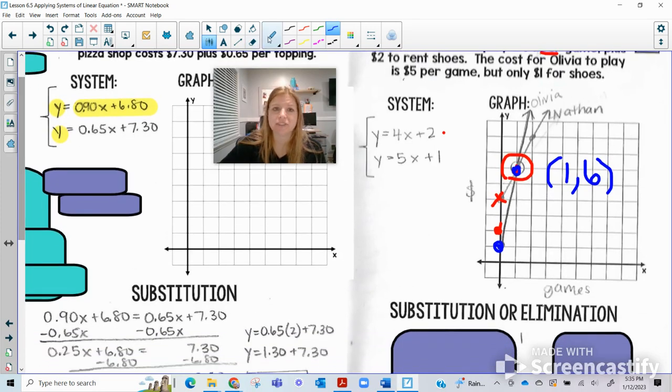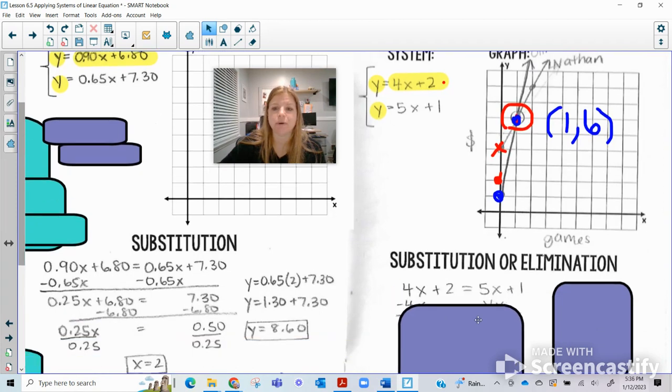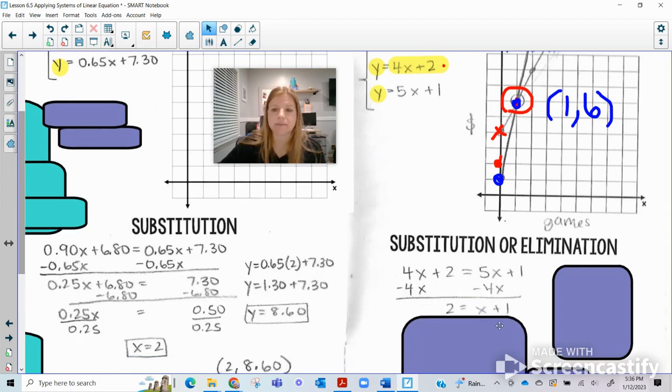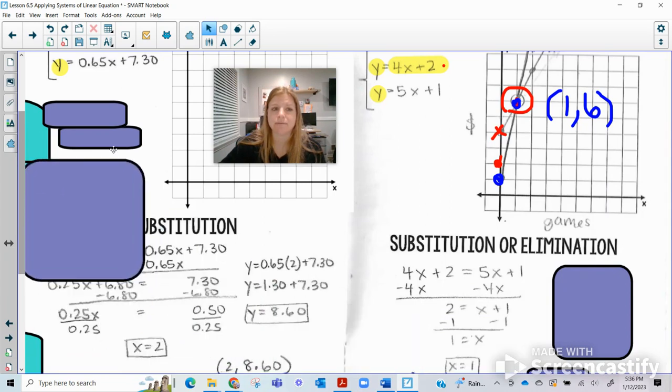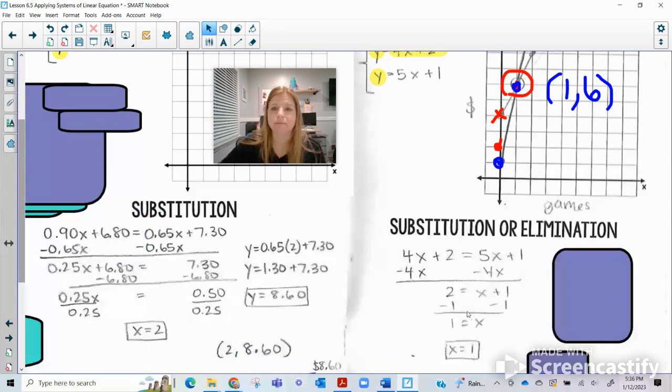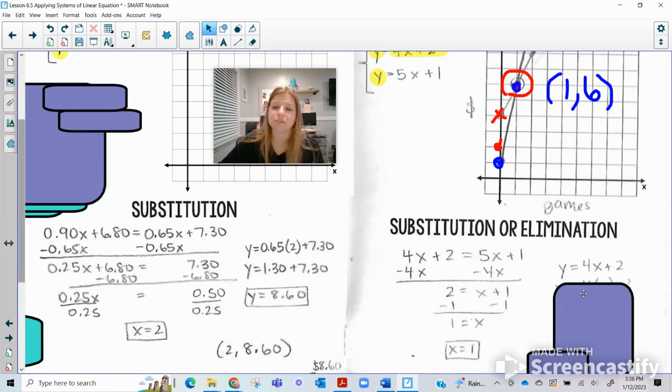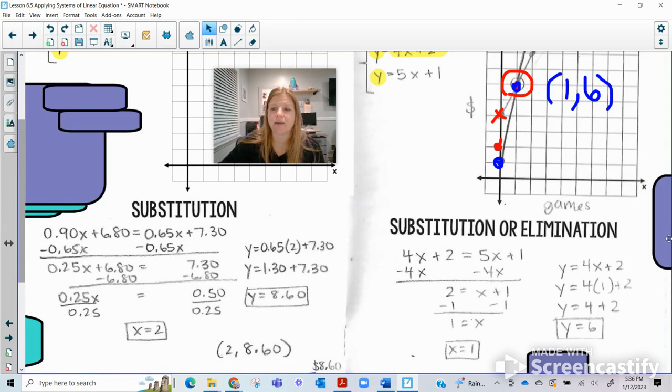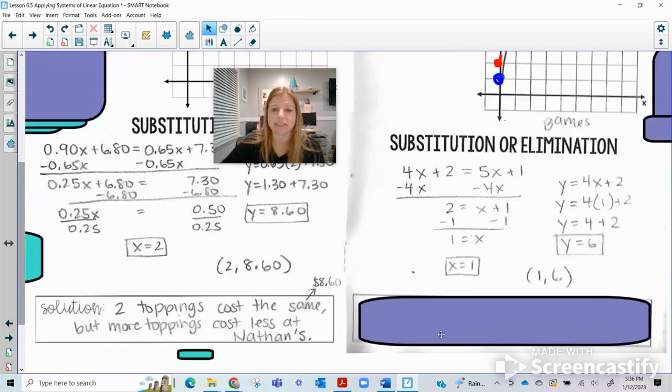Both equations are set equal to y, so they're beautifully set up for substitution. Since y is equal to 4x plus 2, that means where I see y in my other equation, I'm going to substitute in 4x plus 2. So we have 4x plus 2 is equal to 5x plus 1. Subtract 4x on both sides. Subtract 1. End up getting x equals 1. I would then plug this 1 into either one of these equations to solve for y. I chose the first one. And when I plug in a 1, I end up getting y equals 6. And we already knew that. We knew the solution was 1, 6.